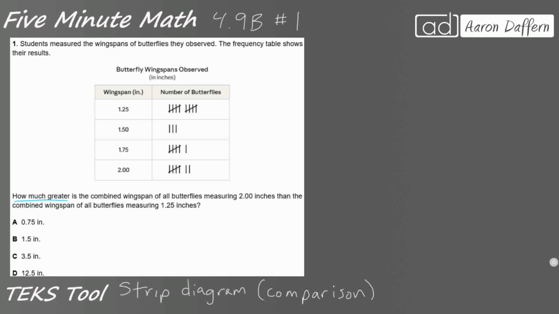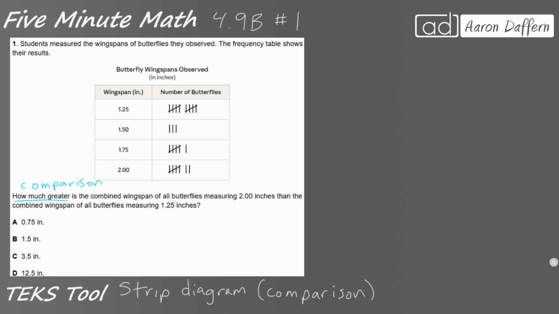All right. So how much greater lets us know that we have two quantities that we are going to compare. This is a comparison. And sometimes we will see that as how much greater, how much more, how much taller, how much stronger, how much shorter. But they're always going to take two quantities and want us to compare them. So we need all the butterflies measuring 2 inches. So what we're not doing is we're not just subtracting 1.25 from 2 to see the difference there, because we have to use our data.